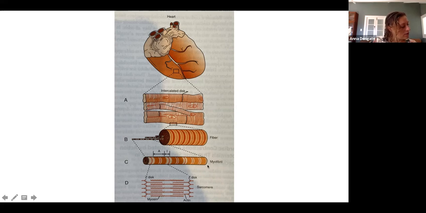So what would be the advantage in the heart, versus the skeletal muscles, of an action potential being able to be transmitted?